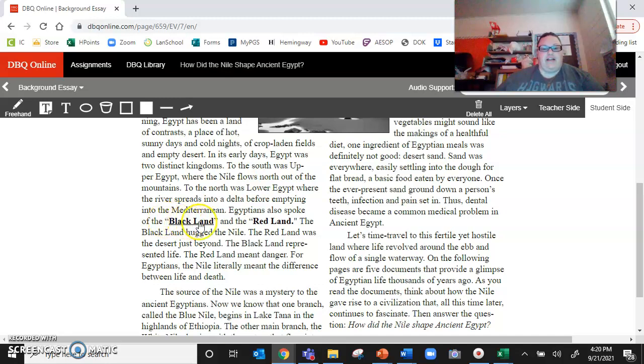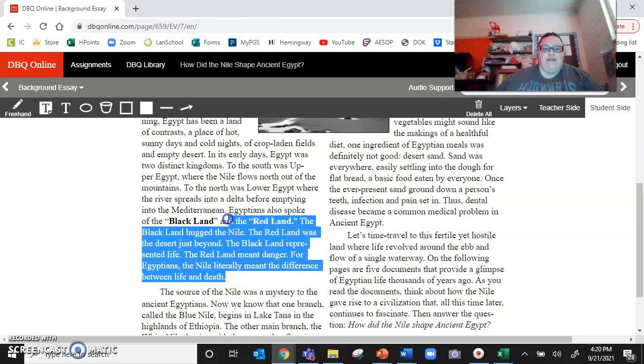Egyptians also spoke of the black land and the red land. The black land hugged the Nile. The red land was the desert just beyond. The black land represented life. The red land meant danger. For Egyptians, the Nile literally meant the difference between life and death. So, in these few sentences, we have enough information to be able to describe or define what the ancient Egyptians meant by black land and what they meant by red land. Again, pause the video and write your answers down.